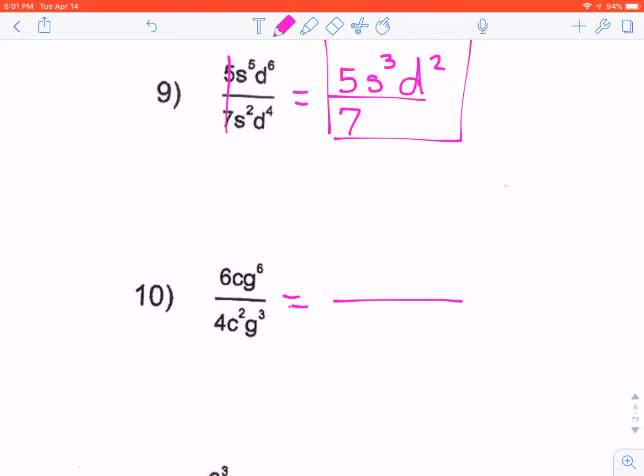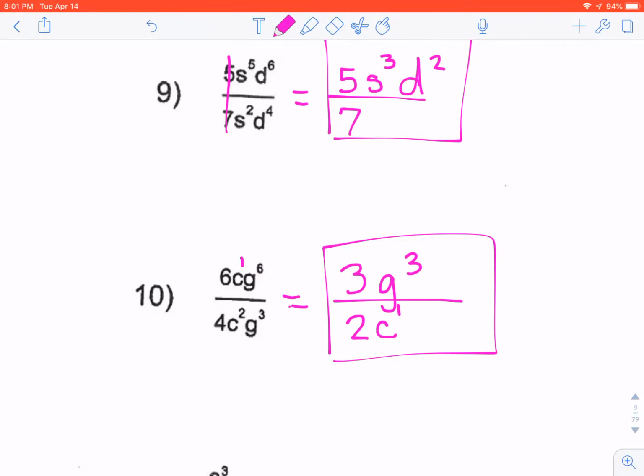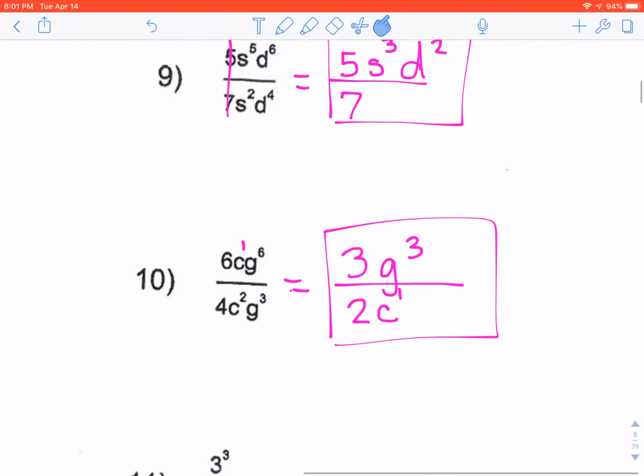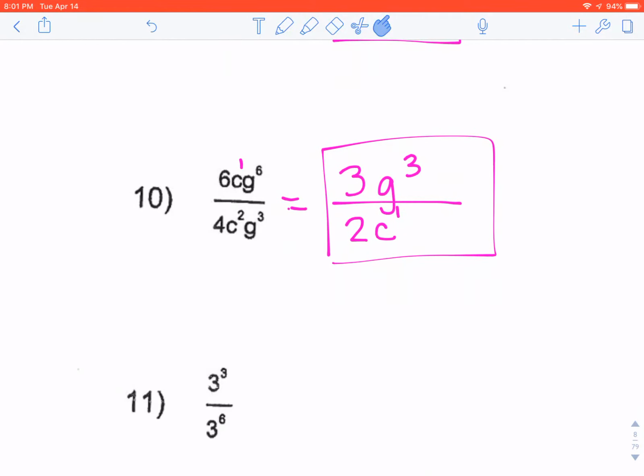Okay, number 10. We have 6 over 4, which reduces to 3 over 2. The C becomes C to the first, stays on the bottom. The G becomes G to the third, stays on top. Okay, and you don't need that little exponent of 1 on your C.